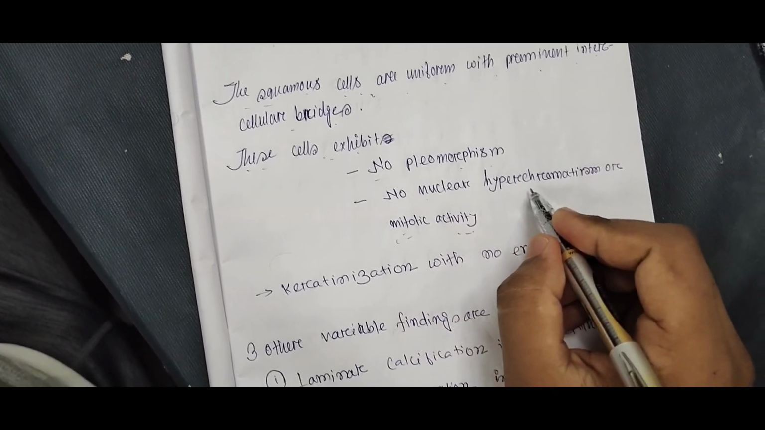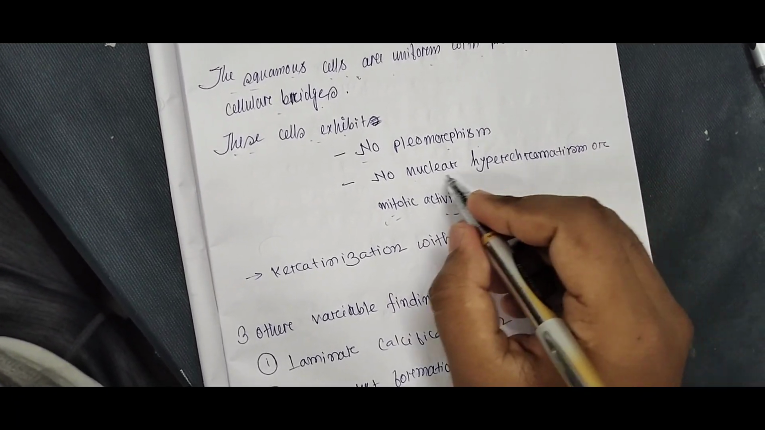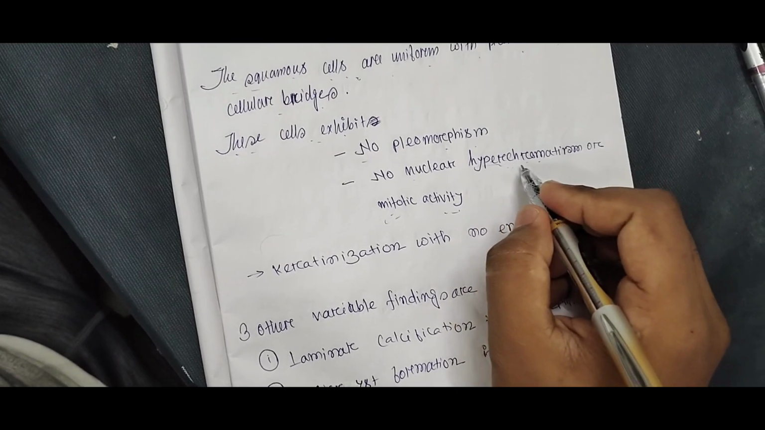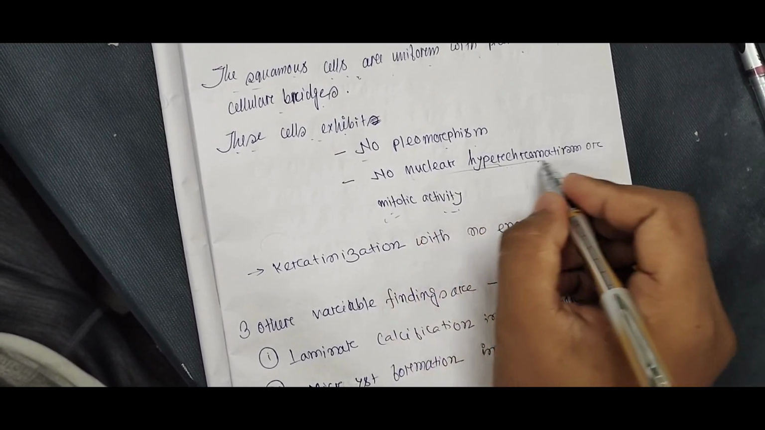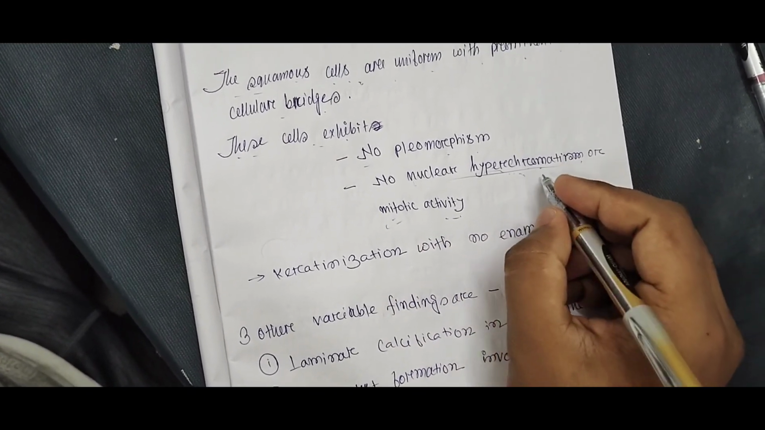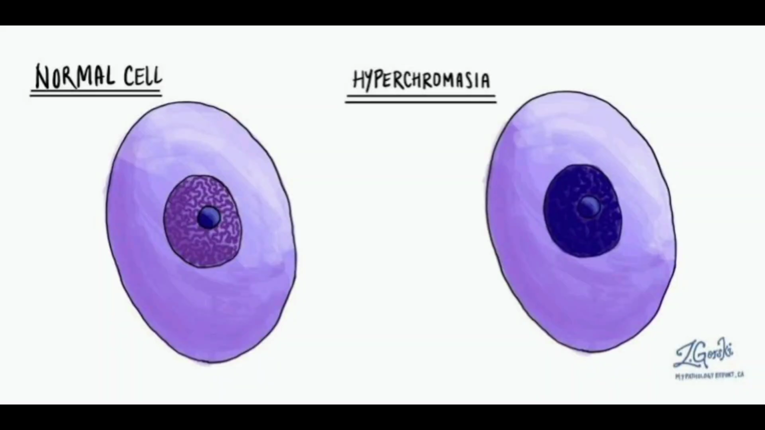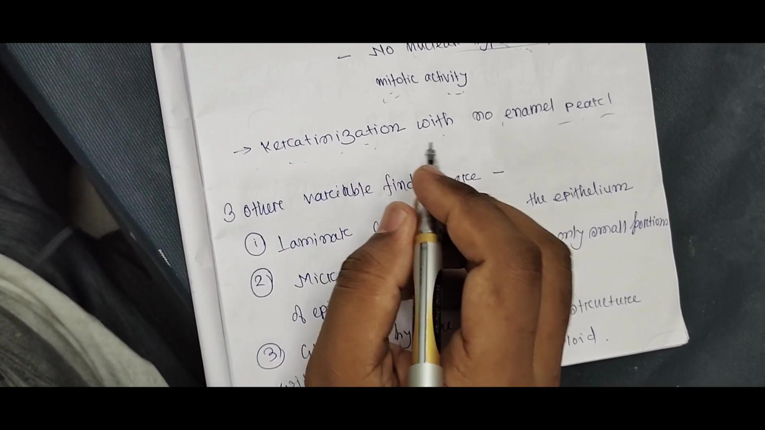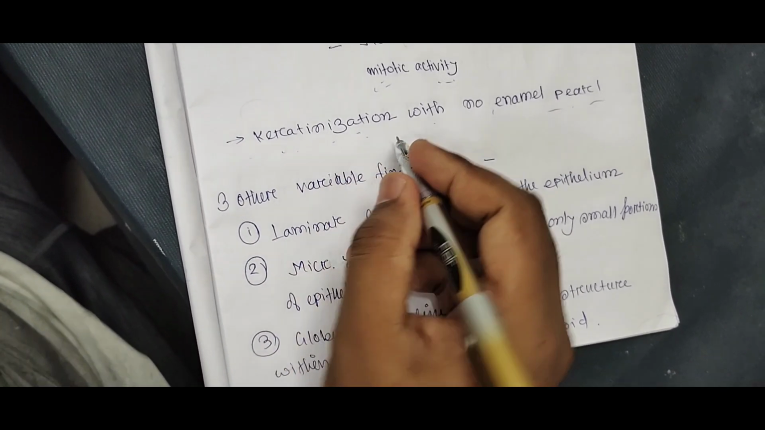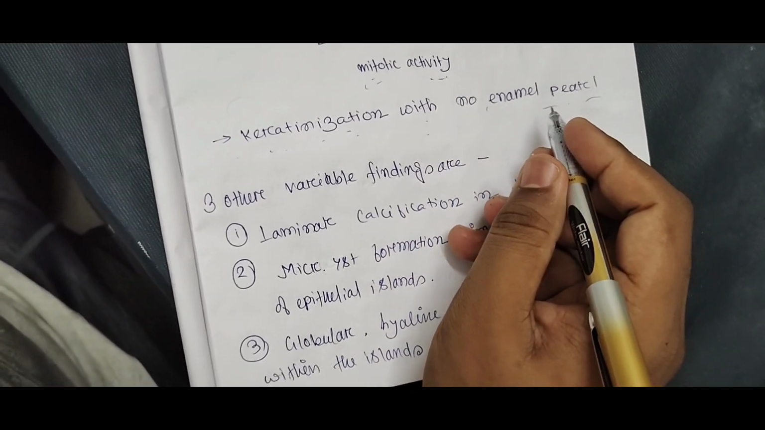Nuclear hyperchromatism, that means this is a dysplastic feature, an abnormal cell within the tissue. That means there is a chance of keratinization with no enamel pearl.